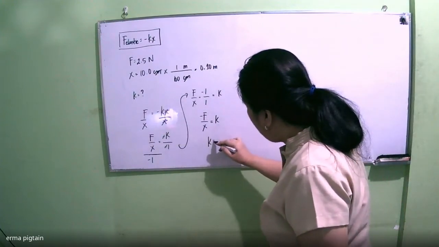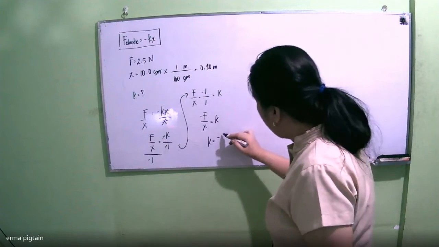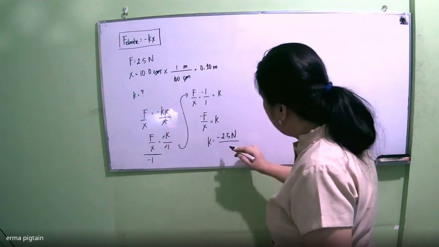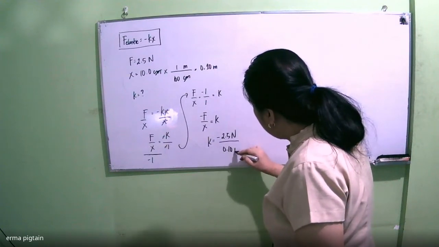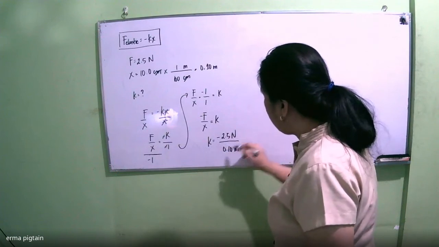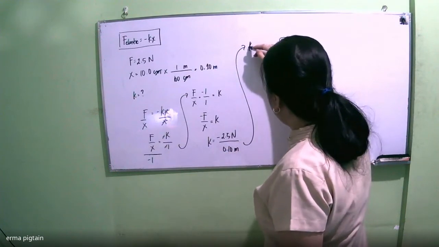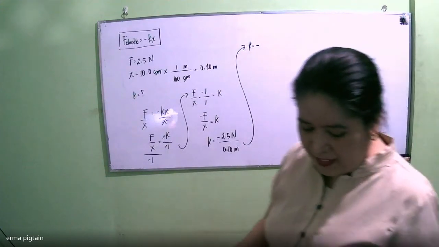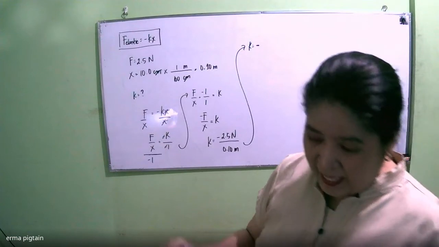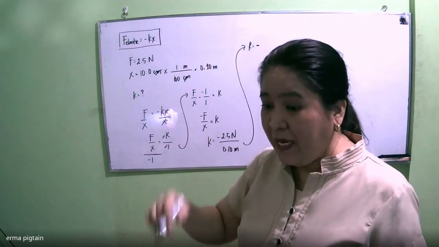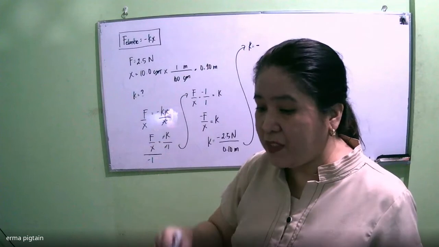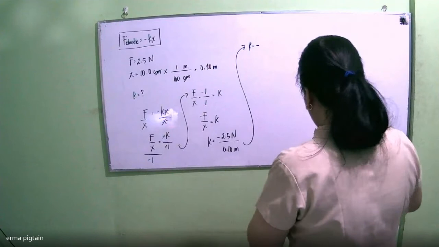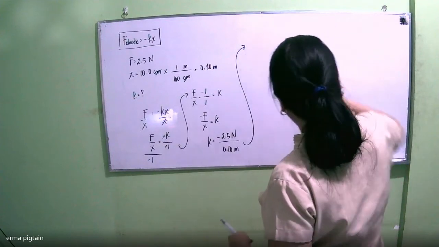Therefore, K now will be negative 2.5 Newton all over 0.1 meter. Negative divided by positive will give us negative. Di ba? So, ang K natin ngayon lalabas negative. Ano sabi natin sa concept kanina? So, therefore, dapat talaga negative ang K, base dun sa discussion natin, since nagdi-describe siya ng restoring force.